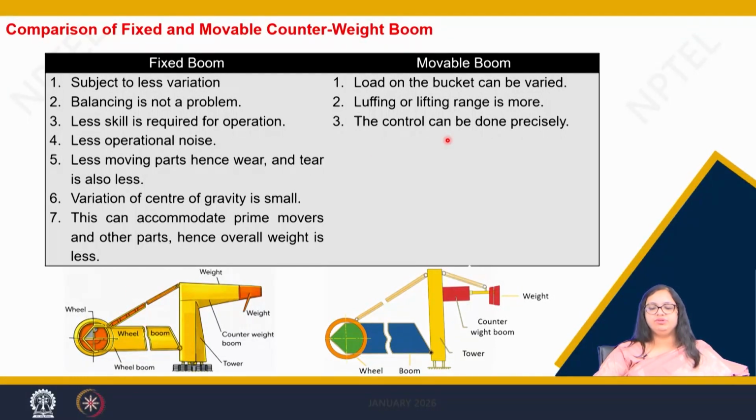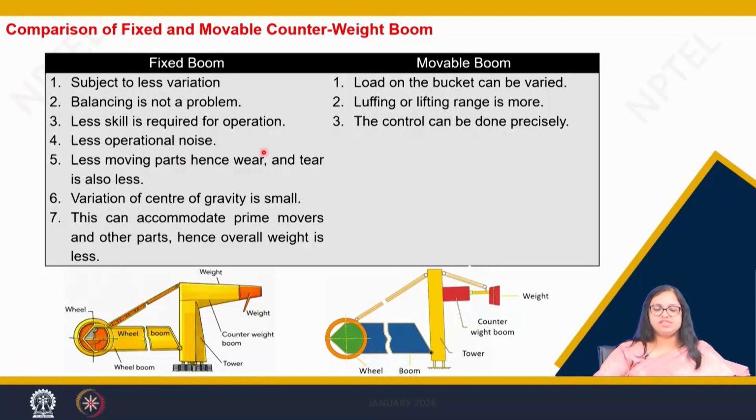However, in a movable boom, the luffing or the lifting range is more. Here, less skill is required for operation. However, in a movable boom, control can be done precisely. So we can move the wheel boom up and down precisely with the help of this counterweight boom.